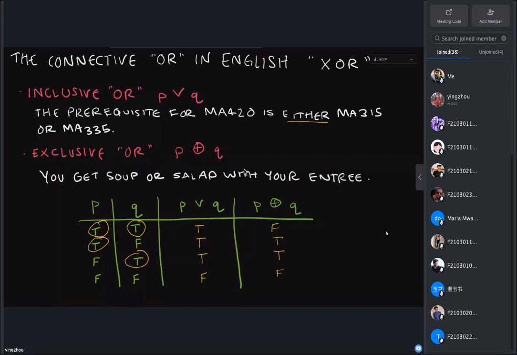Now notice the different notation I'm going to use now. This is the XOR notation, which is basically just a circle with a plus sign on it.